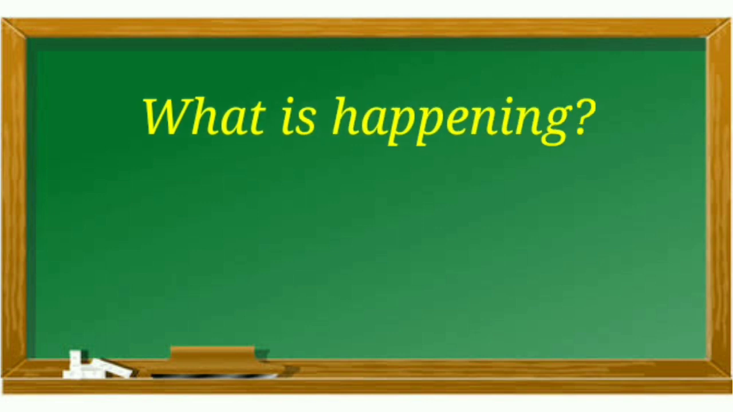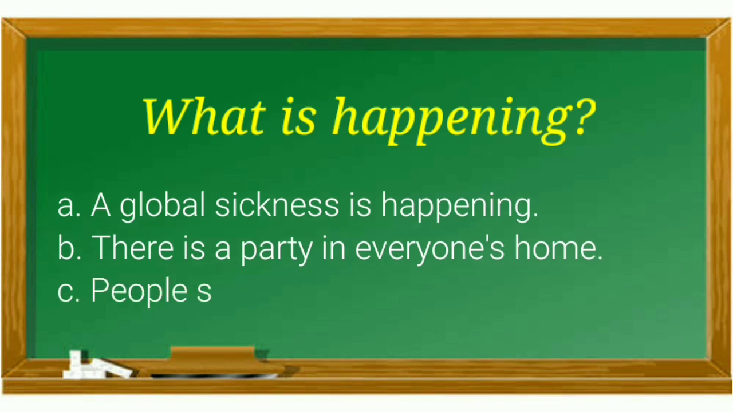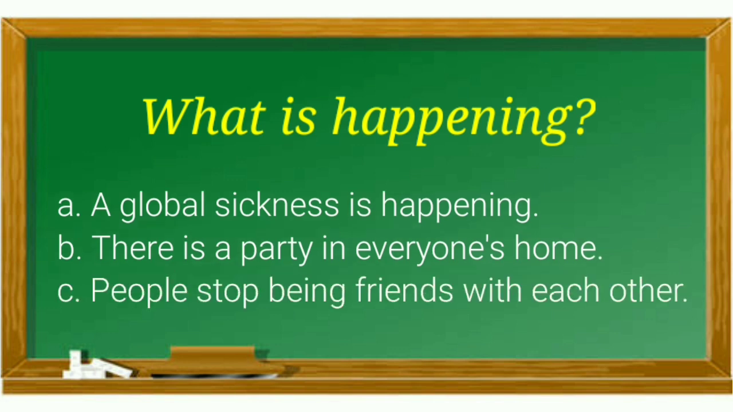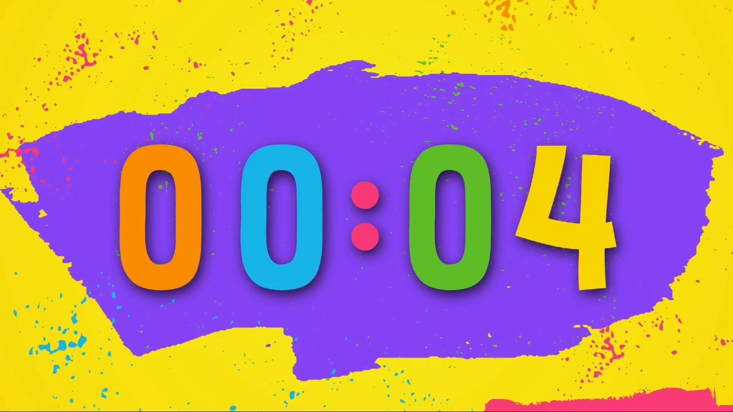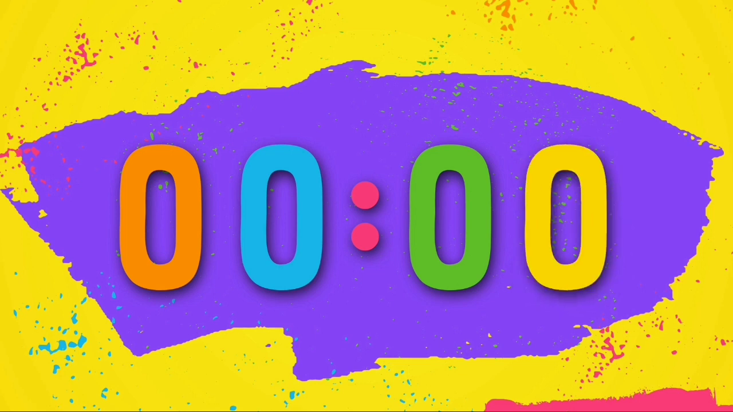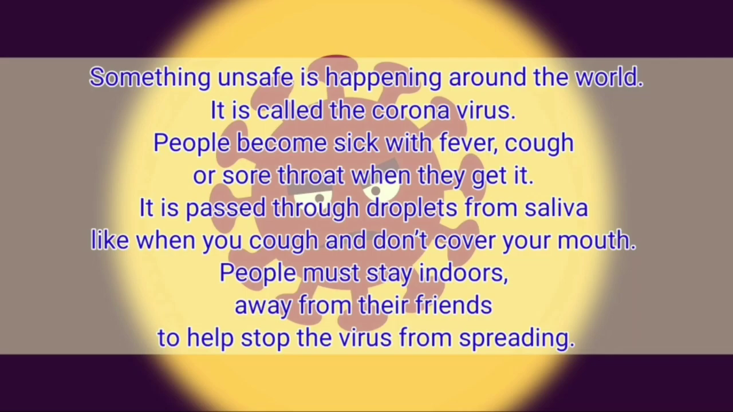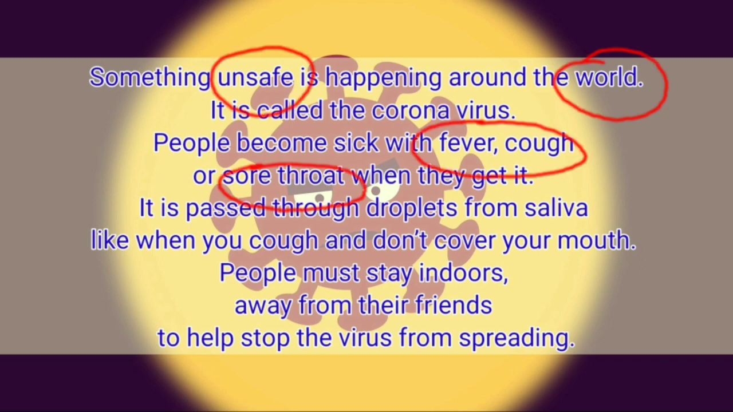What is happening? A. A global sickness is happening. B. There is a party in everyone's home. Or C. People stop being friends with each other. If you answered A, you are correct. A global sickness is happening. We know that this answer is correct because of the clues from the text we have listened to.